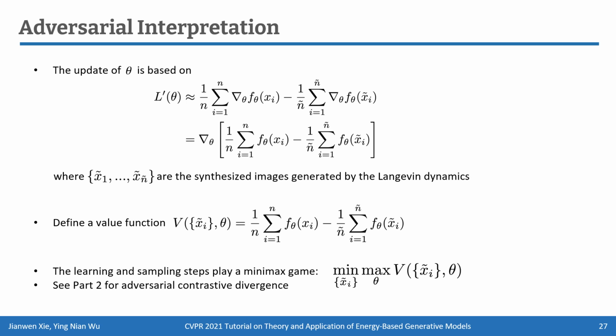We can easily see that the learning and sampling algorithm actually play a minimax game. In the learning step, the algorithm finds theta to maximize V, and in the sampling step, the algorithm finds x tilde to maximize the score function f, thus minimizing the value function V. Please also see part 2 of the tutorial for adversarial contrastive divergence for EBM.